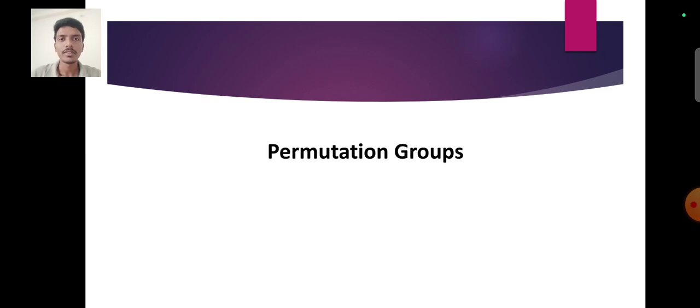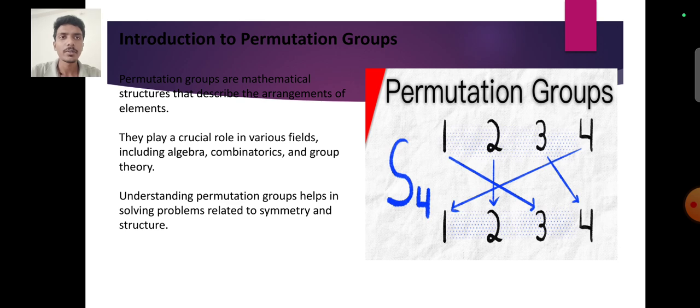Today we are going to learn about permutation groups. Introduction to permutation groups. Permutation groups are mathematical structures that describe the arrangements of elements. They play a crucial role in various fields including algebra, combinatorics, and group theory. Understanding permutation groups helps in solving problems related to symmetry and structure.